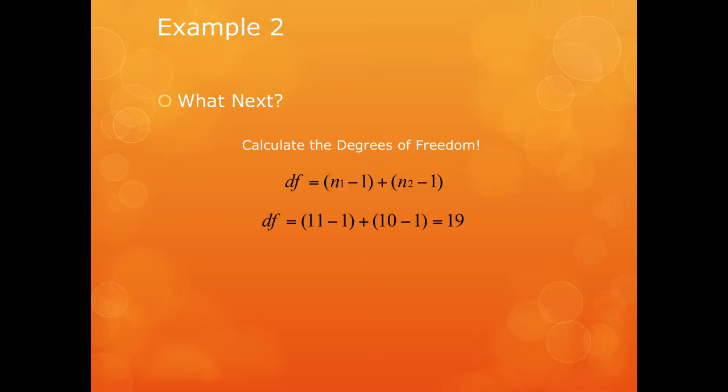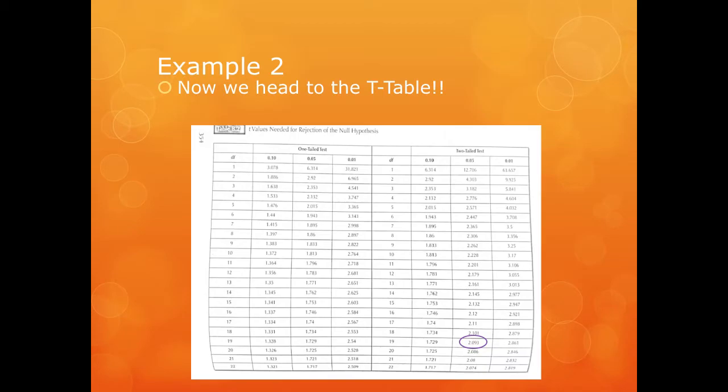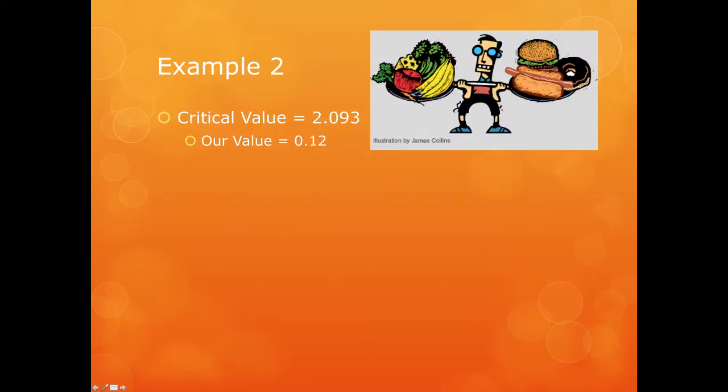Calculate degrees of freedom. You had 11 vegetarians, I believe, and 10 carnivores. So that would be 21 minus 2. That is 19 degrees of freedom. So we're good. We're pulling out our t-table. We are running a two-tailed test, 19 degrees of freedom. So right here, 19 degrees of freedom. At a 0.05 level of significance, we see that the critical value that we need to compare our test statistic to is 2.093. Okay, so there we go.